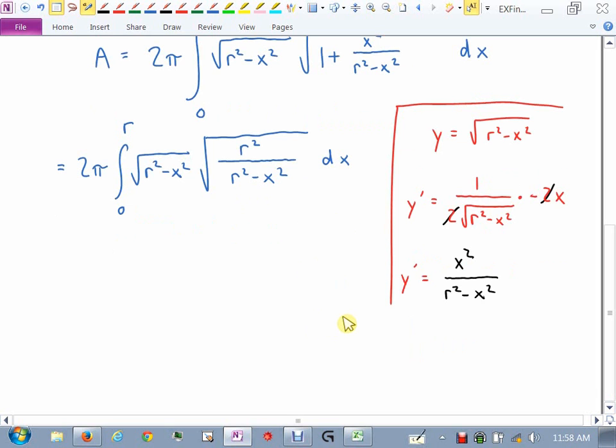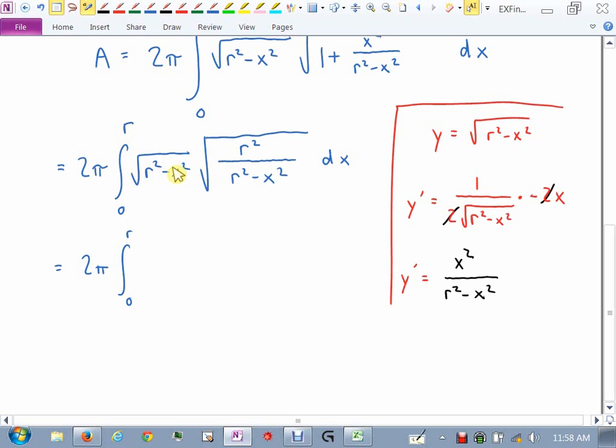Do y'all see it? This is beautiful. Look at this. Yeah, they're completely gone. So with this square root on the top and bottom, you take the square root of the top, you get r, right? You take the square root of the bottom, you get the square root of r squared minus x squared. But that's exactly what I have right here. So they cancel out completely.